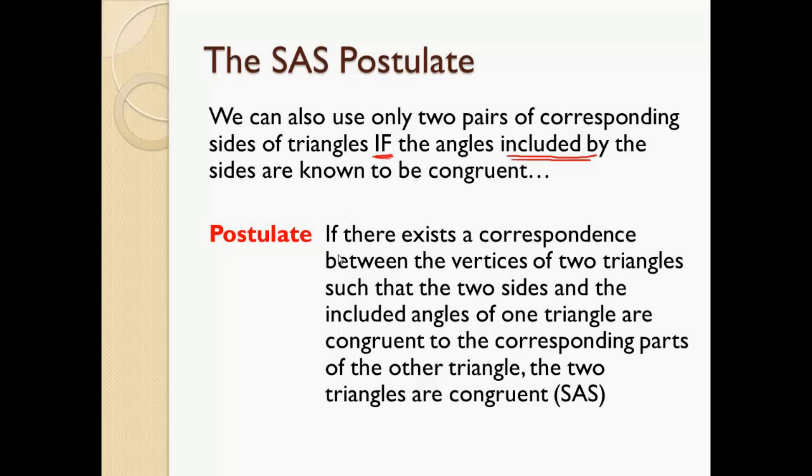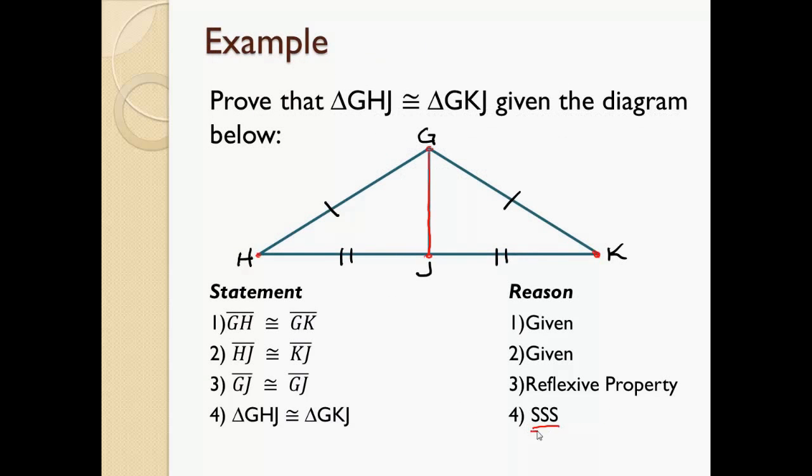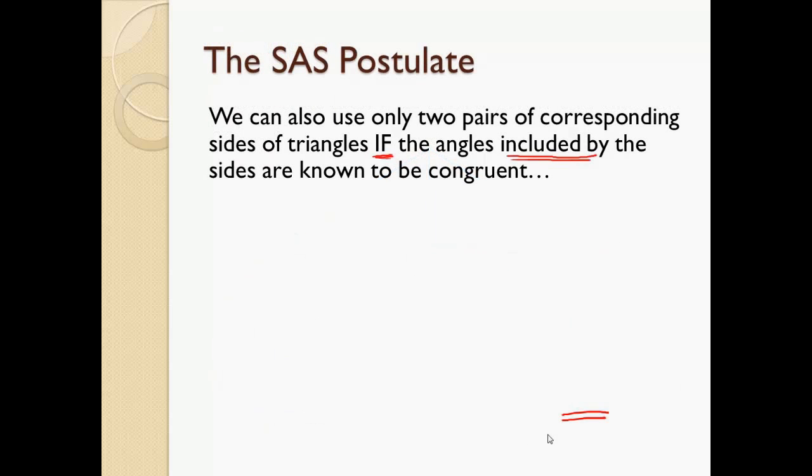And here's the postulate. If there exists a correspondence between the vertices of 2 triangles such that the 2 sides and the included angles of one triangle are congruent to the corresponding parts of the other triangle, the 2 triangles are congruent by SAS, side angle side, which again, this is all you have to write in your proof. See, I did that back here. SSS for side, side, side. Okay, same thing here.